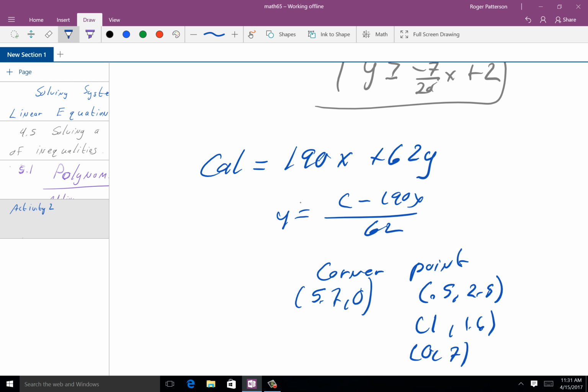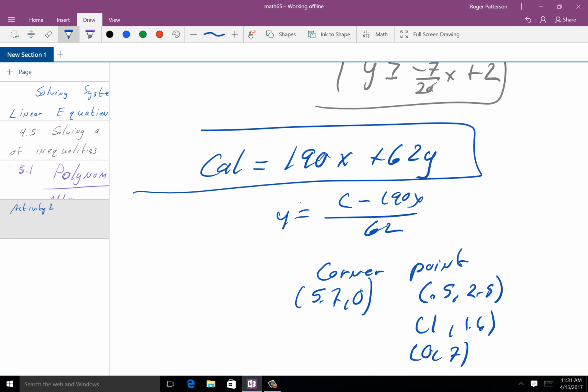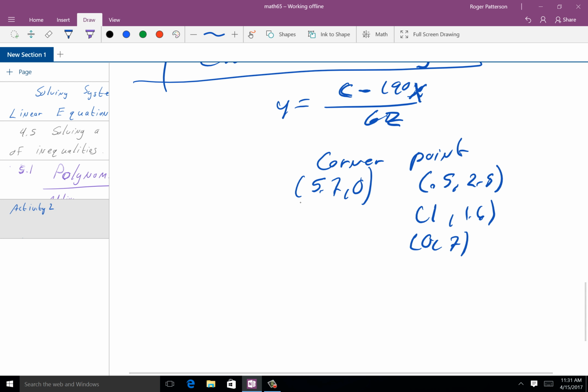and show you what I did here. Alright. So here's my calories equation. I solved it for y here so I could do it, because otherwise I was going to have to struggle with it. Solved it for y. But here's my corner points.